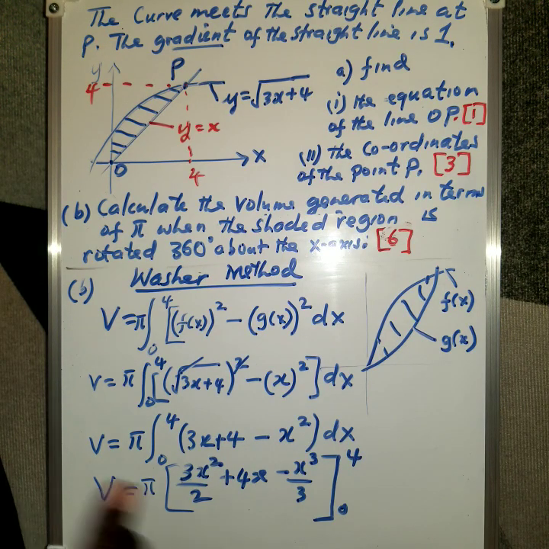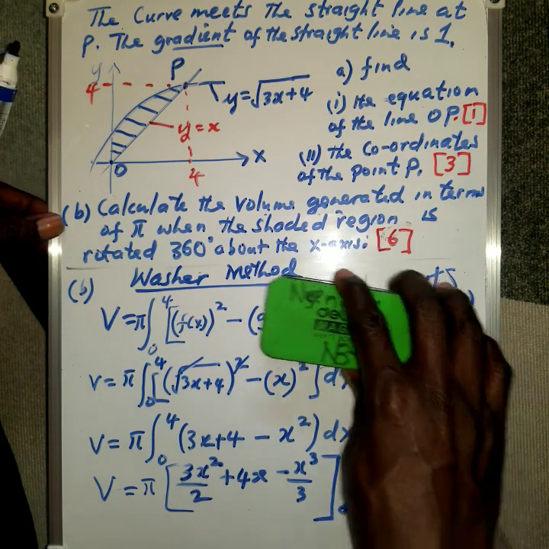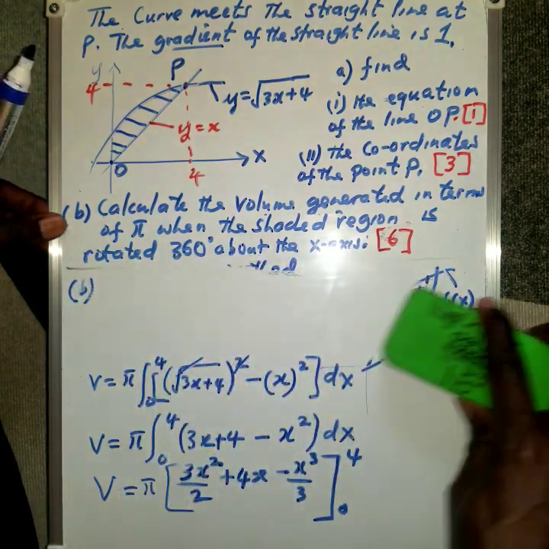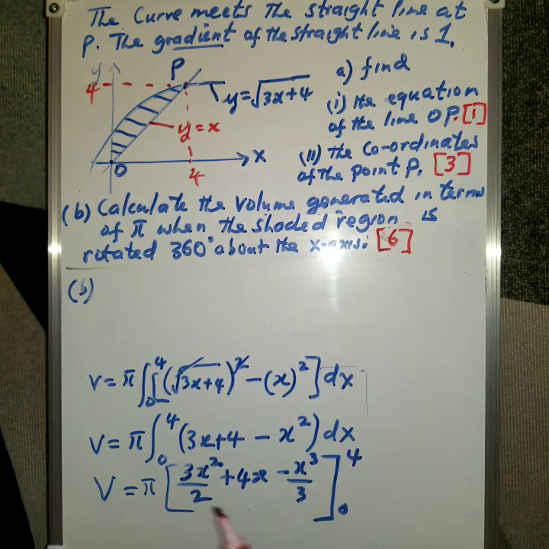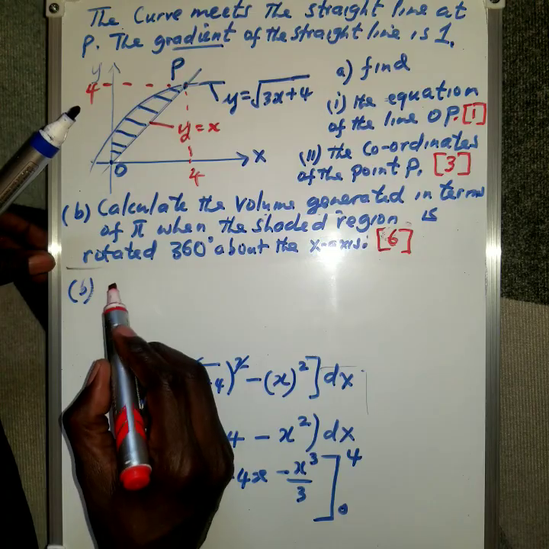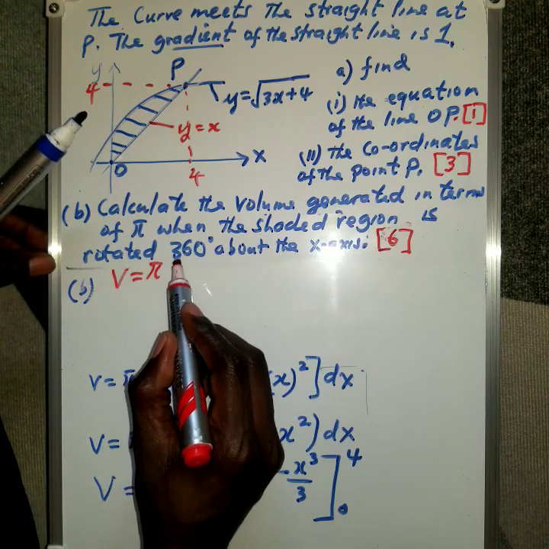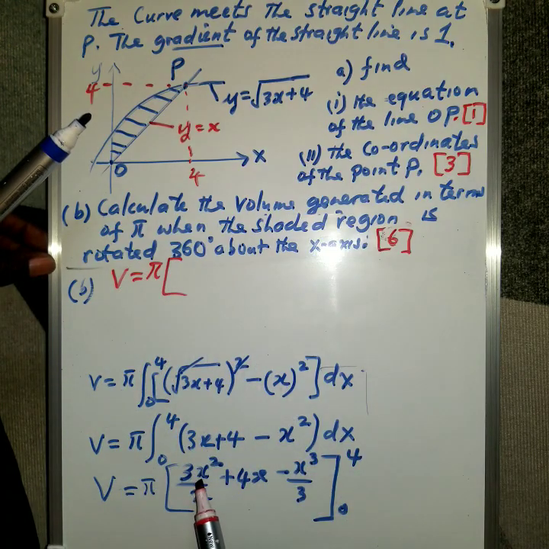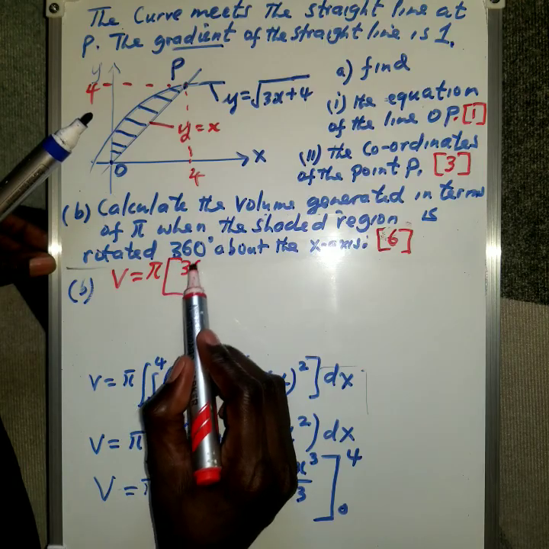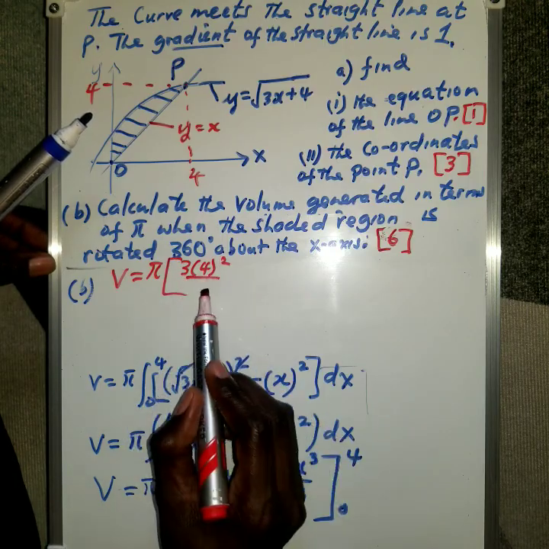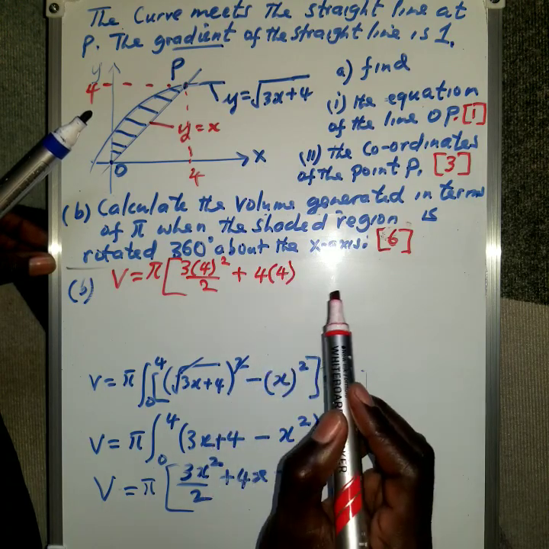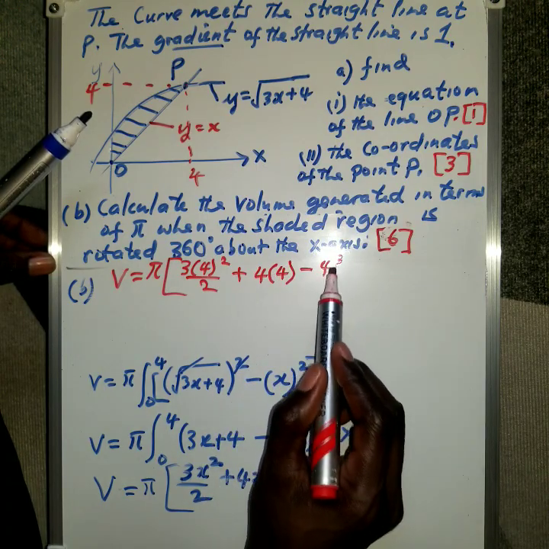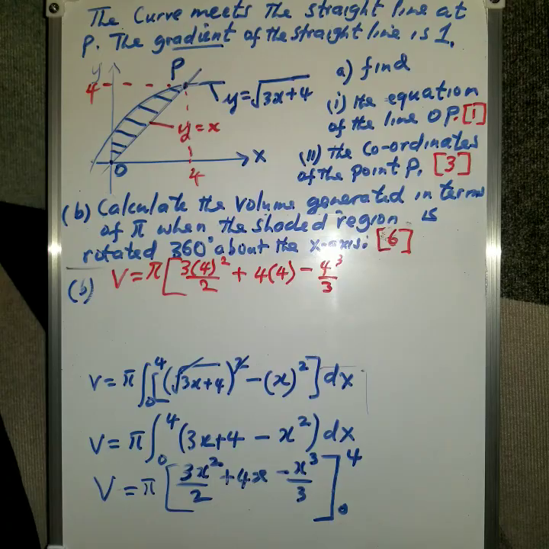All right, now when you look at this one here, let me just try to clean up the top section so that I can go back a little and create more space there. So when we replace the upper limit here, the volume will be equal to pi. Where there's x we put a 4, so it will be 4 raised to the power 2 divided by 2, plus 4 multiplied by 4, then minus 4 raised to the power 3 over 3. Now this is the upper limit.